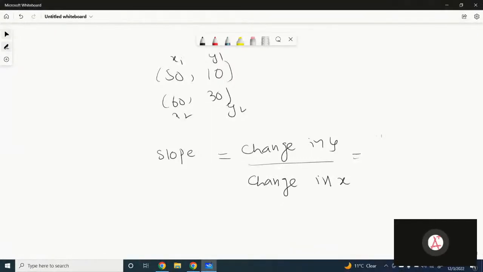So the y values are 30 subtract 10 and the x values are 60 subtract 50. So 30 subtract 10 is 20 and 60 subtract 50 is 10. So 20 divided by 10 is 2. Yes, the slope is 2. Got it? So you can find the slope without calculating the values.